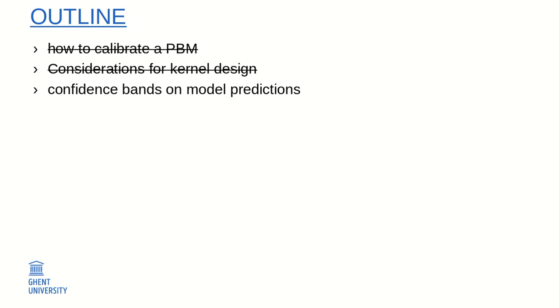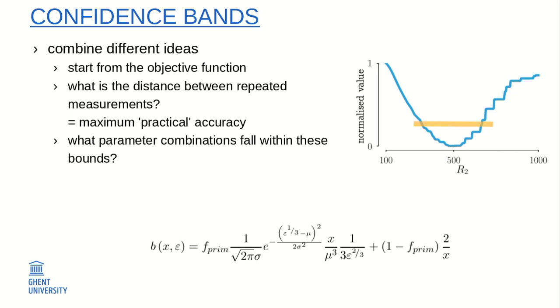So in the second part of this presentation, I have shown you an example of how unintuitive issues can arise from limitations in the model structure. Now we arrive at the last part of the talk. It is about assessing the quality of the model prediction based on the measurement data. For computing some confidence intervals, we will combine different ideas. We will start from the objective function values.